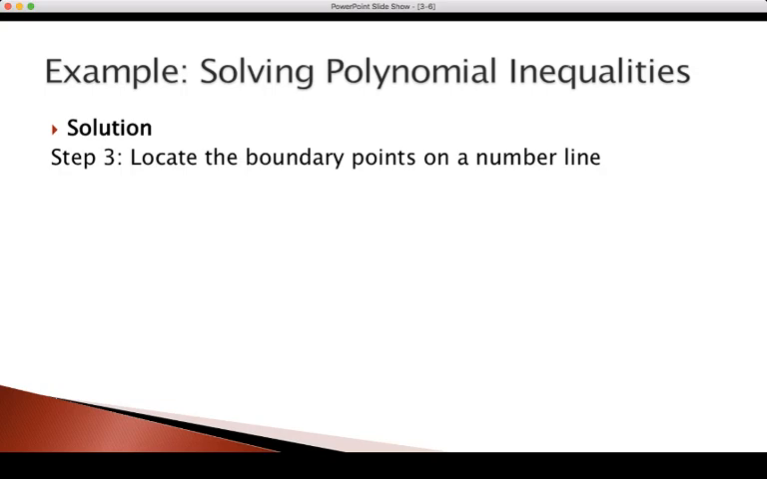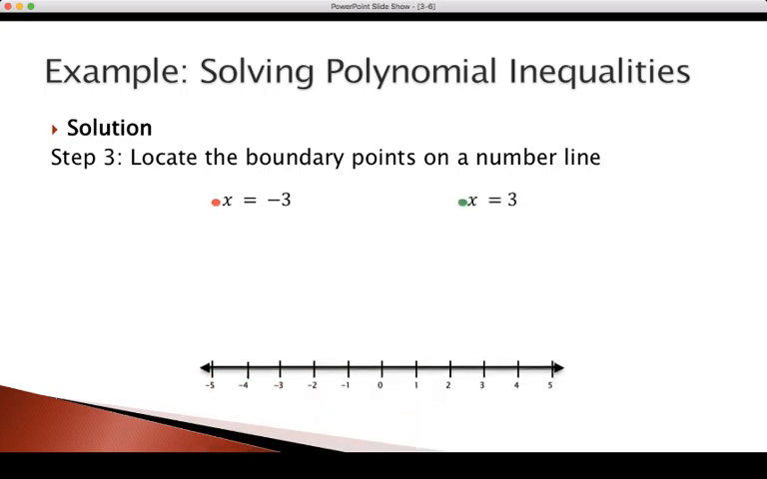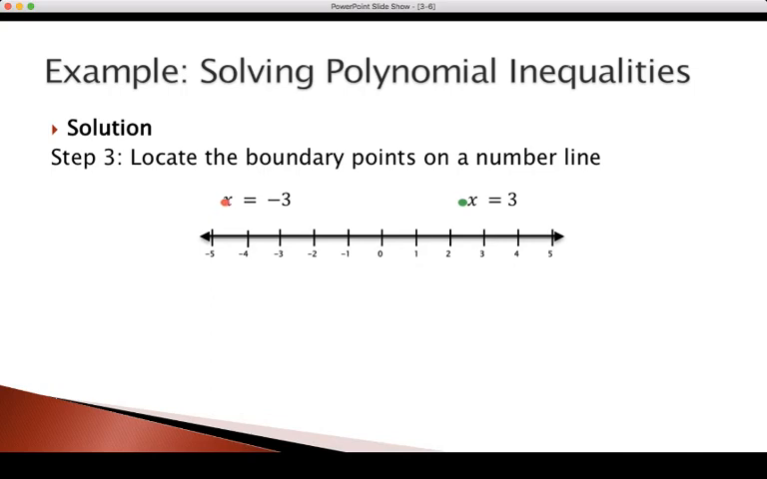Step 3, we need to put these boundary points on a number line. We want to see where they are and how they break up the number line in terms of intervals. So we have our point x is equal to negative 3, our point x is equal to 3, and now we need a number line. Now let's put these on here. Negative 3 goes there, and 3 goes there. And now we can kind of see the three intervals that we're working with. Negative infinity to negative 3, negative 3 to 3, and 3 to infinity.